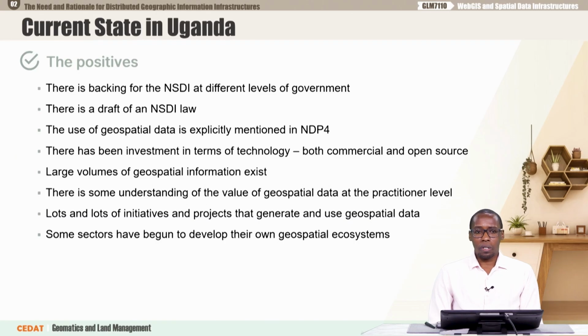Then also, there are lots and lots of initiatives and projects that generate and use spatial data in the country. Some sectors have begun to develop their own geospatial ecosystems. For example, the energy working group, the environmental sector, the utilities sector, they have started developing their own geospatial ecosystems. So in other words, there are many positive things as far as an SDI is concerned in Uganda.